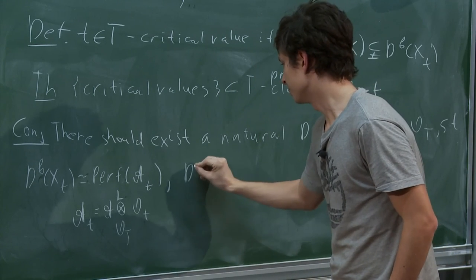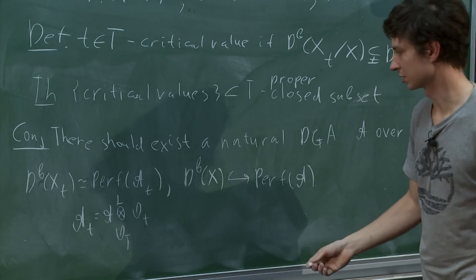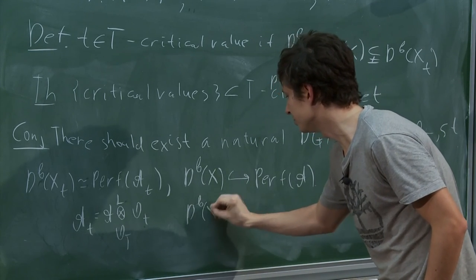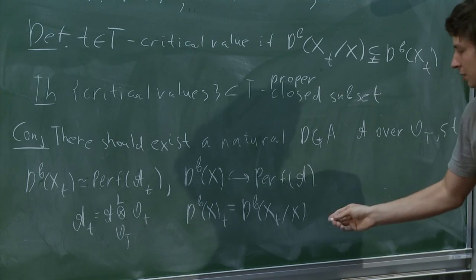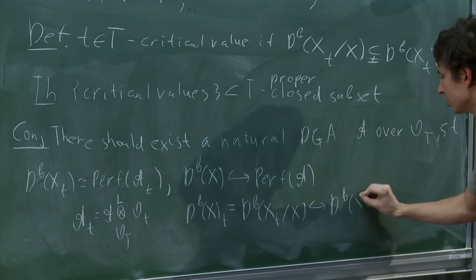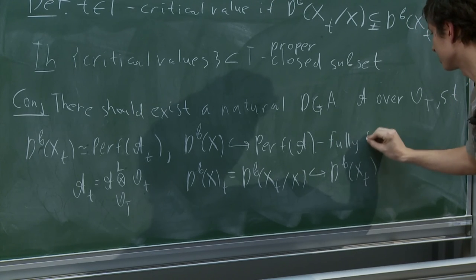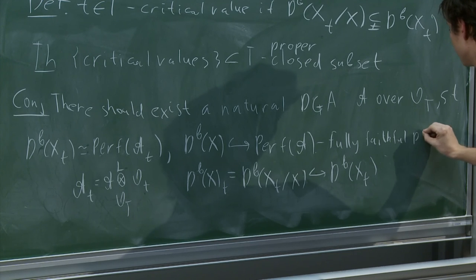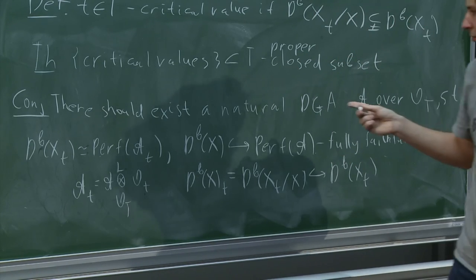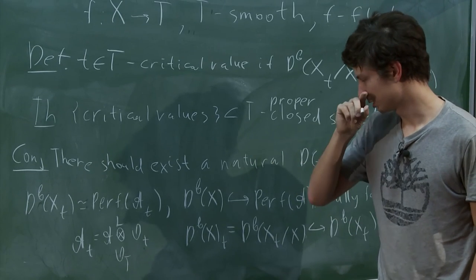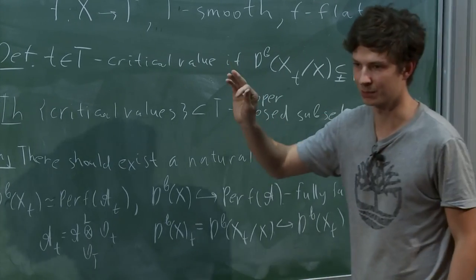And there should actually be an embedding of D^b of X into perfect complexes over A, which induces the corresponding inclusions. So if you take the fiber of D^b of X over t, this will be the relative derived category of the fiber over X. And this inclusion should be induced by this fully faithful DG functor. A similar question was asked to me by Dima Orlov for the case of the affine line and for the case of smooth X, but of course the natural framework is such a general picture.